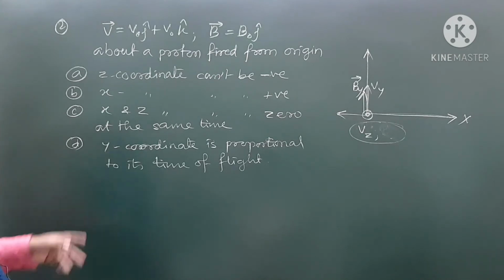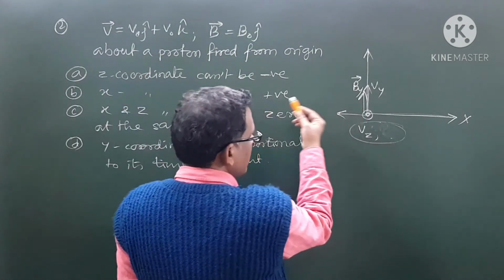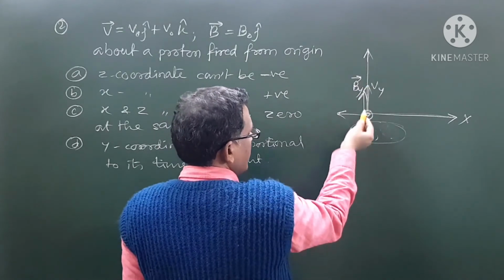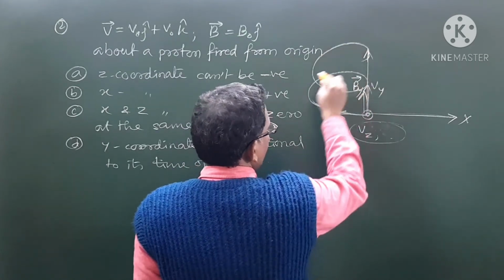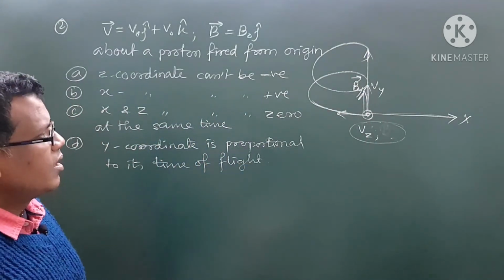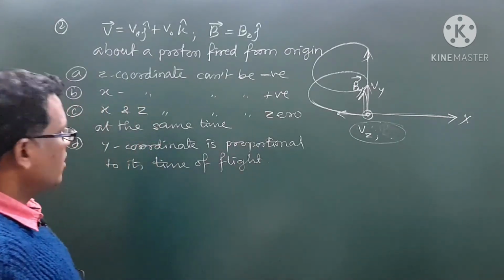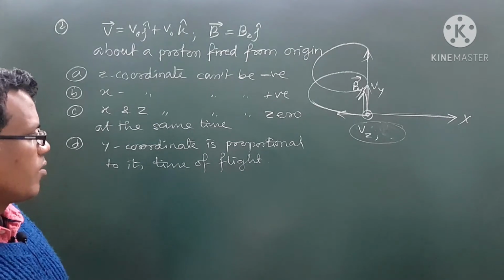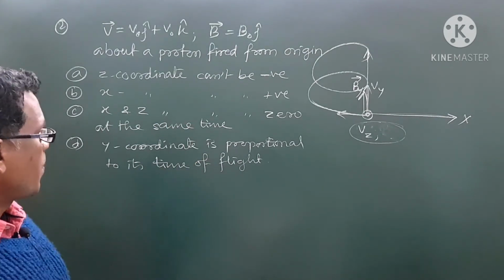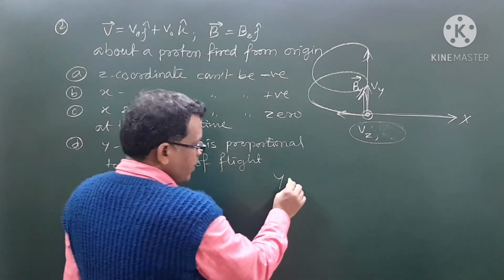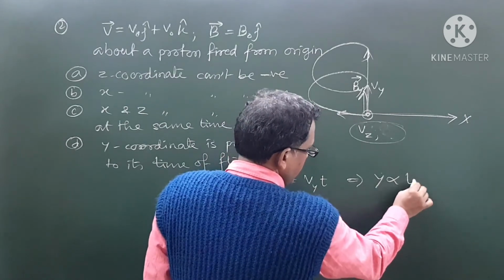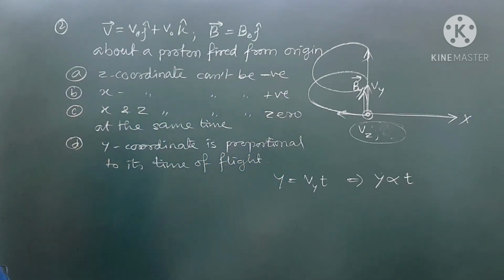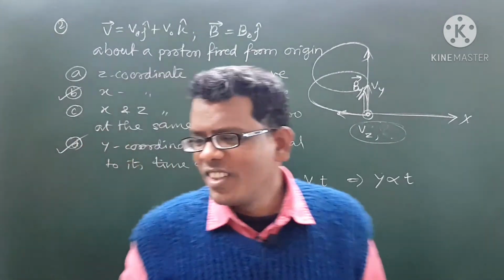And so far as the y distance is concerned, the particle will start making circular motion, but it will be moving this way also, so a helix will take place like this. So the y coordinate will be due to y velocity into time, the y displacement will be due to the y velocity into time, so the y displacement will be proportional to time. So these are the 2 correct answers against this question.